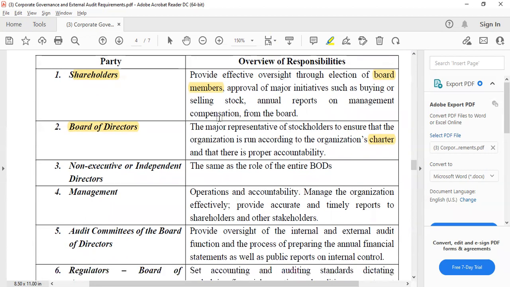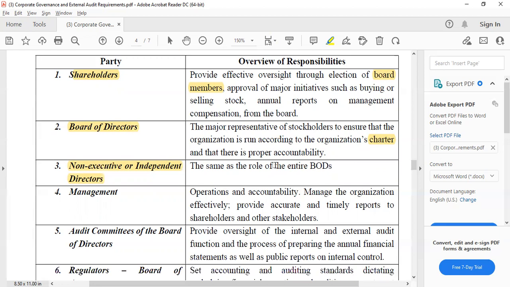Okay. And then another party is the non-executive or independent directors. So they perform the same role as that of the number 2 nga board of directors. Now, independent directors, dili na siya always naa. So, independent directors are only required by the SEC or Securities and Exchange Commission for public corporations. So, kaning public corporations, dili ni pasabot government corporations ha.